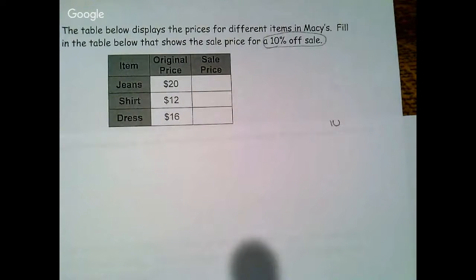All right, welcome back. You should have got that the jeans were $18 on sale. The shirt was $10.80, and the dress was $14.40. All right, but how did Miss Wall get those? So if you didn't get those, pause it, watch me. If not, skip ahead to the next one.